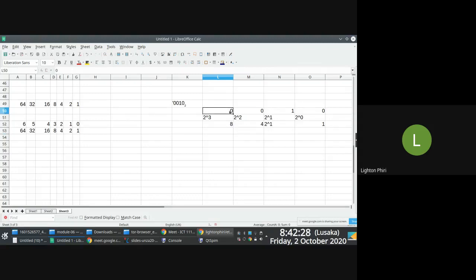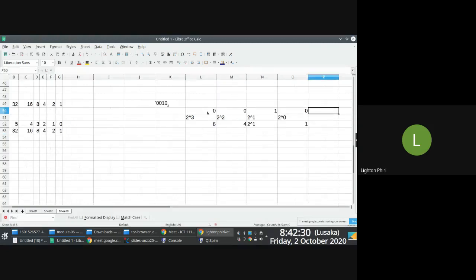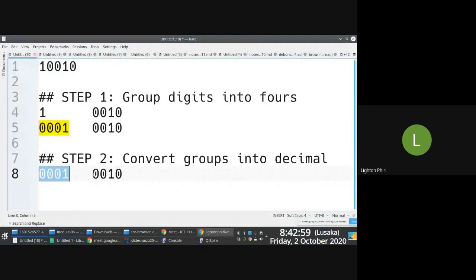What's the next step? We multiply these things here by the evaluated powers of 2. So it's 0 times 8 is 0. 0 times 4 is 0. 1 times 2 is 2. 0 times 1 is 0. What's the final step? We add 0 plus 0 plus 2 plus 0 is 2. So what we are saying is 0, 0, 1, 0 is 2. Convert this into decimal.